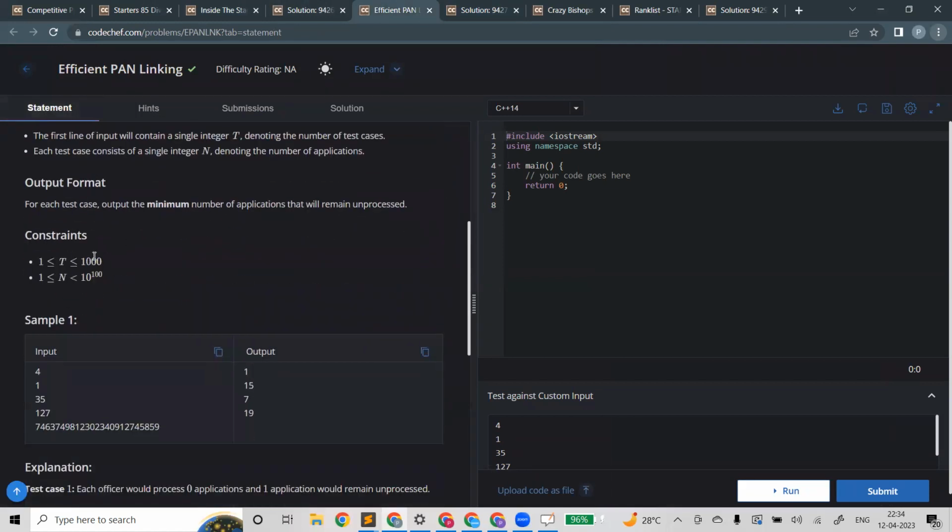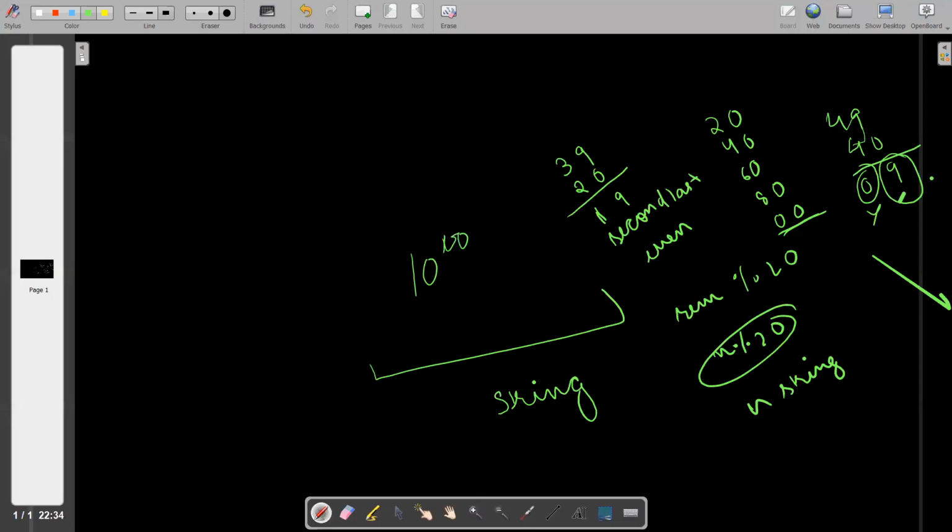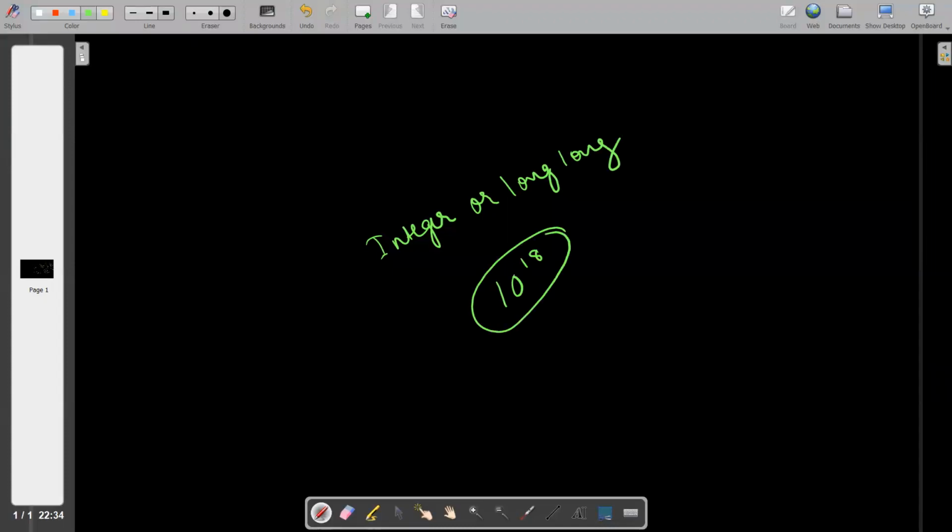Yeah, so you can see that there is 10 to the power 100, means the constraint is 10 to the power 100. And in integer or long, we can take a maximum of 10 to the power 18. So we cannot take the input until and unless it is a string. And then it is telling that if it is a string, then we have to find the remainder by 20. Okay.